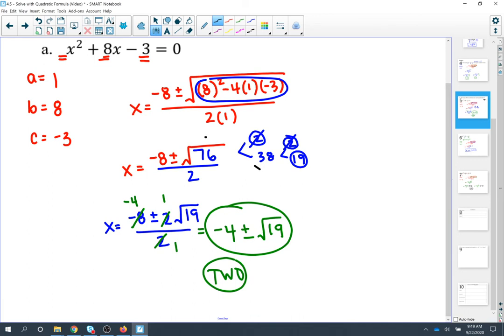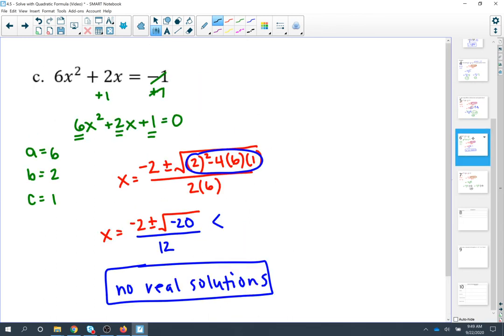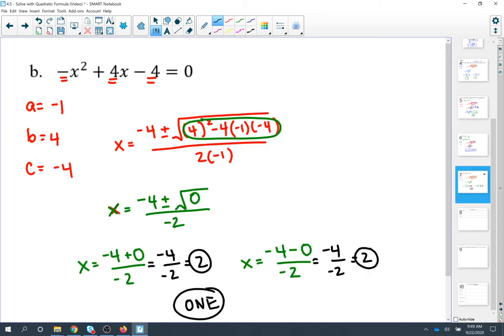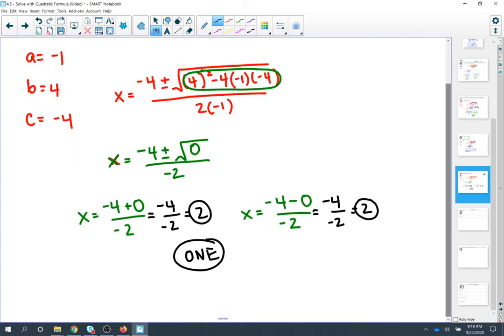So ask yourself, what was happening here that got me 2 real solutions? And I want you to focus right there. Do you see that square root? That's a positive number. What happened here that got us no real solutions? Well, look back at that square root. Okay, that's a negative number. And then last but not least, 1 real solution. I want you to look back at that square root. You had 0.